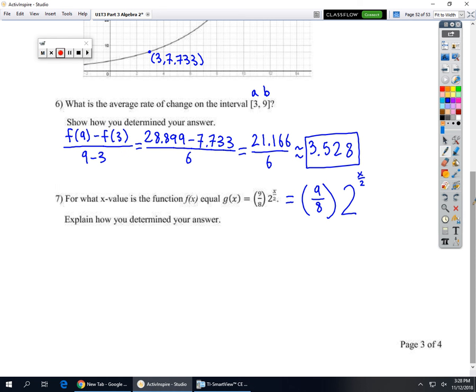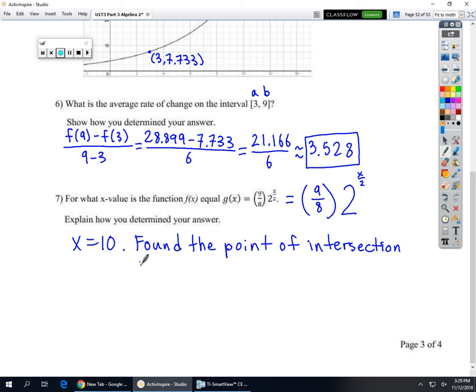So for what x value? X equals 10. And how'd you do it? Oh, I actually don't want to say use. Found point of intersection in the calculator. Point of intersection. Okay. That one's ugly.